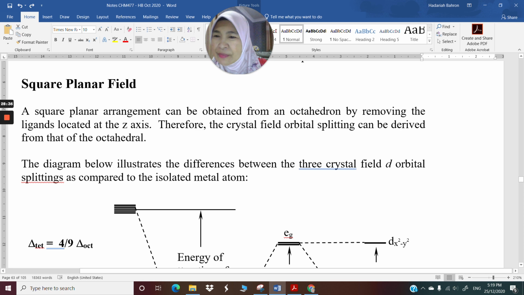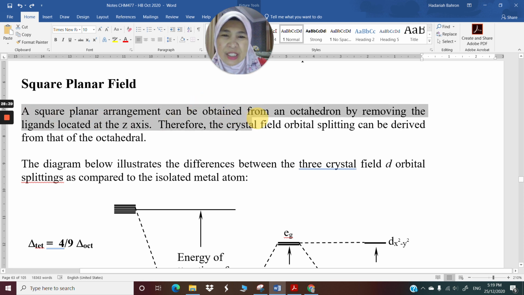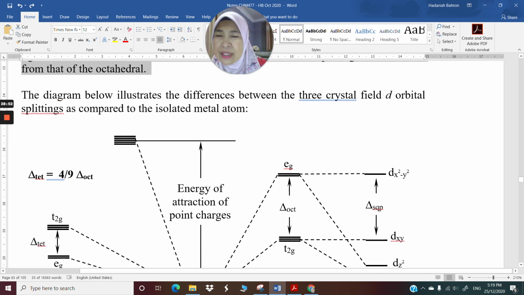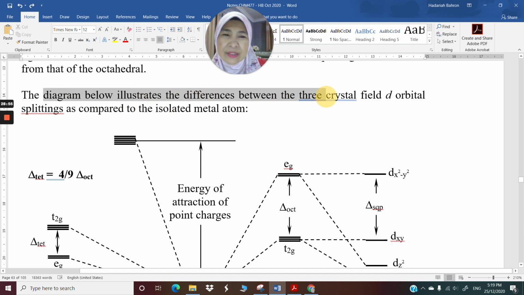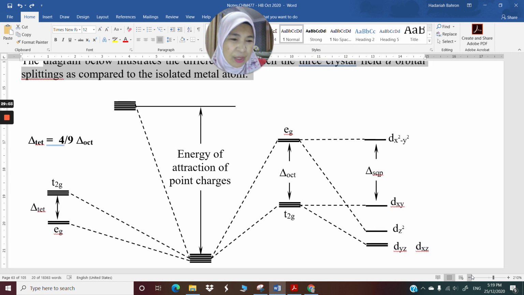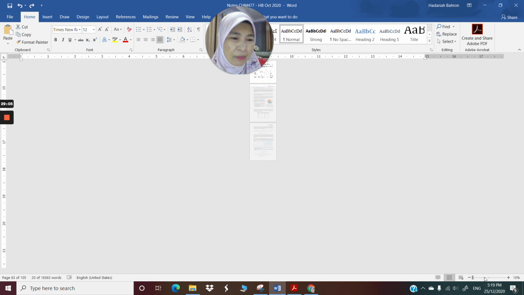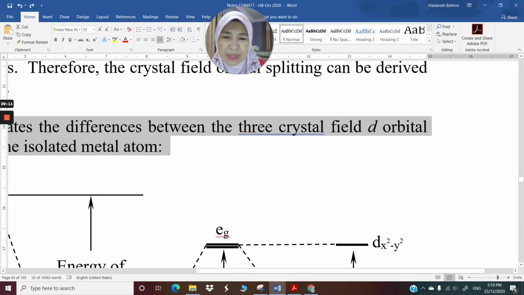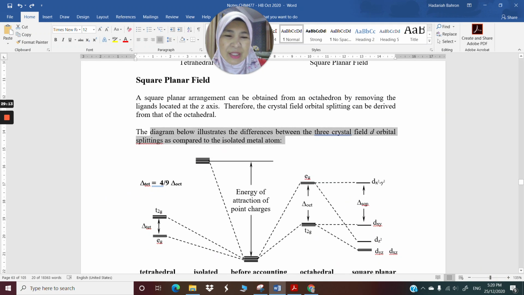I have summarized everything. A square planar arrangement can be obtained from an octahedron by removing the ligands located at the z-axis, as I explained earlier. Therefore, the crystal field orbital splitting can be derived from that of the octahedral. The diagram below illustrates the differences between the three crystal field d orbital splittings as compared to the isolated metal atoms. So I'm making everything all in one page now. I'm making you dizzy. Okay, there you go.